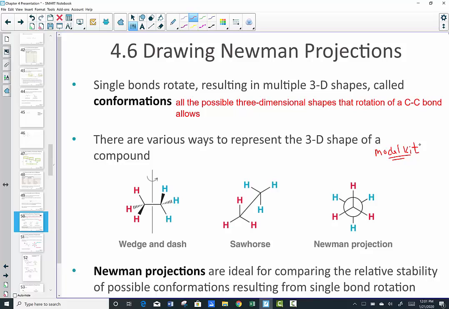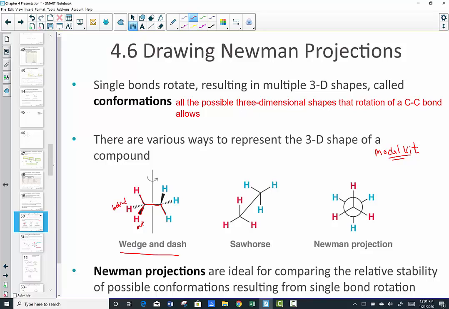So consider building these and staring down these single bonds from one carbon to the next as you practice drawing Newman projections. We know that single bonds rotate, and it results in an incredibly wide variety of shapes called conformations. When I think of conformations, think of all the possible three-dimensional shapes based on simply rotating a carbon-to-carbon single bond. One way that we've been practicing representing three-dimensional shapes on a flat piece of paper is a wedge and a dash. If I see a wedge, it's coming out of the paper, and if I see a dash, it's going behind the paper. If it's in the same plane as the paper, you see a solid line.